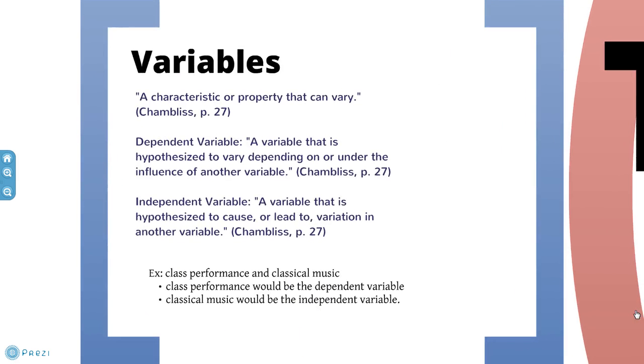Moving on to variables. Variables are a characteristic or property that can vary. You'll have two types of variables whenever you're conducting research. You'll have the dependent variable, which is a variable that is hypothesized to vary depending on or under the influence of another variable. And you'll have the independent variable, which is a variable that is hypothesized to cause or lead to variation in another variable.